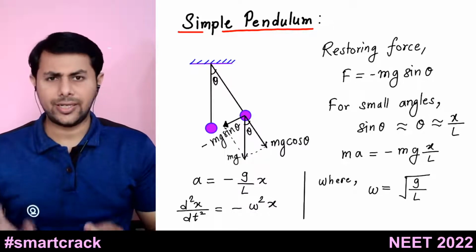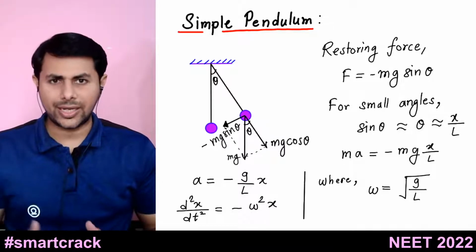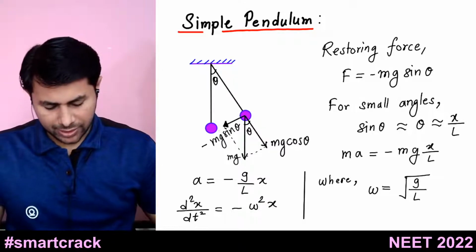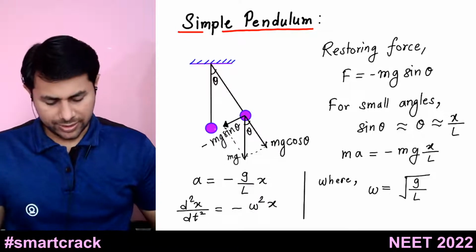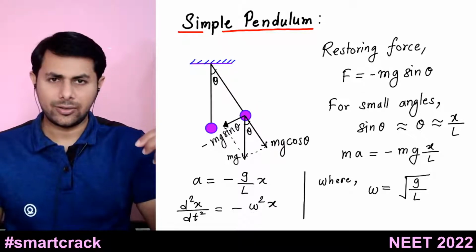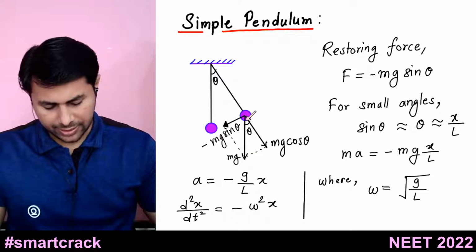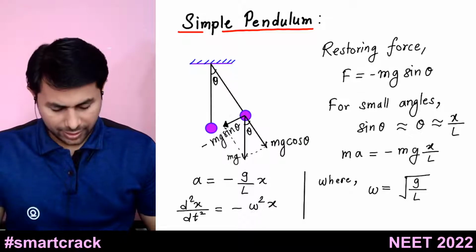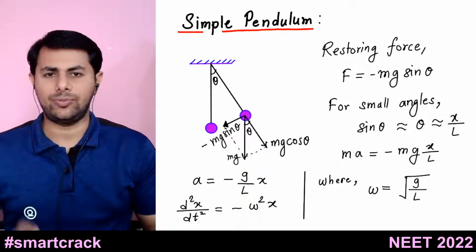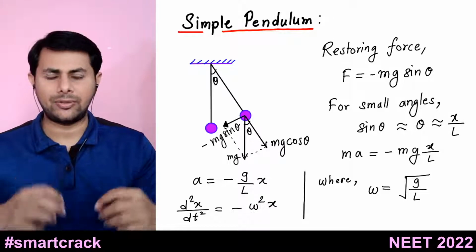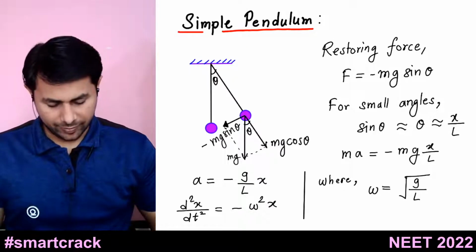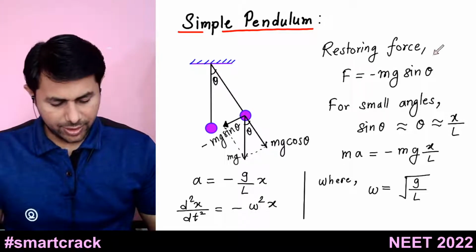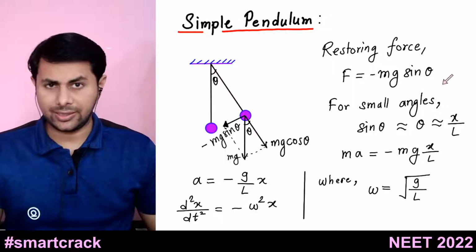And why is there the negative sign? The negative sign has to do with the direction. What you have done is displaced it towards the right, and the component of this gravitational force, or the weight, is acting in this direction. So it acts like a restoring force, it wants to restore the pendulum back to its mean position. And that's why that negative sign is there. So the restoring force is equal to minus mg sine theta.